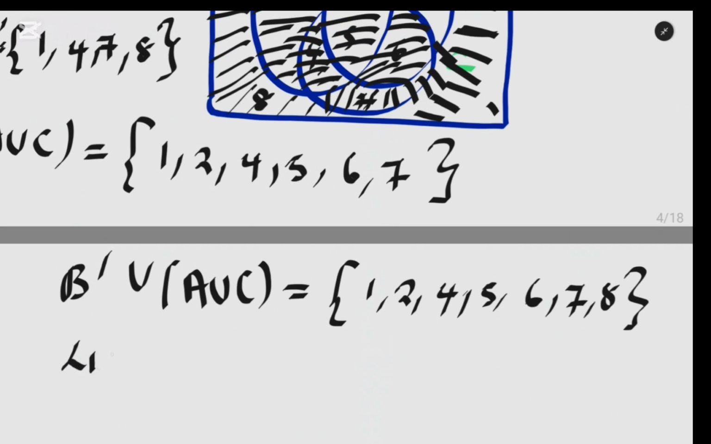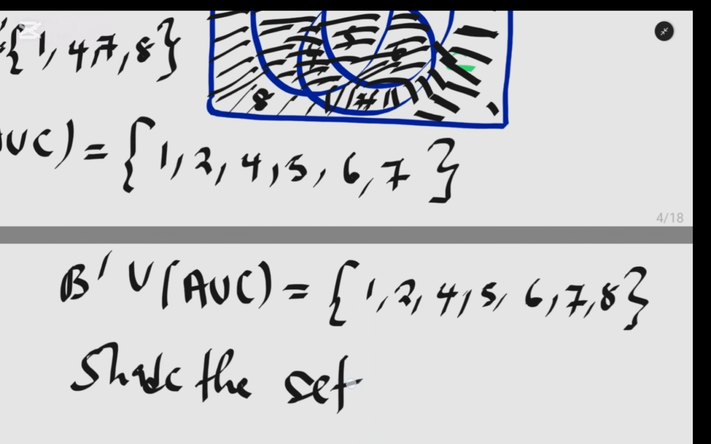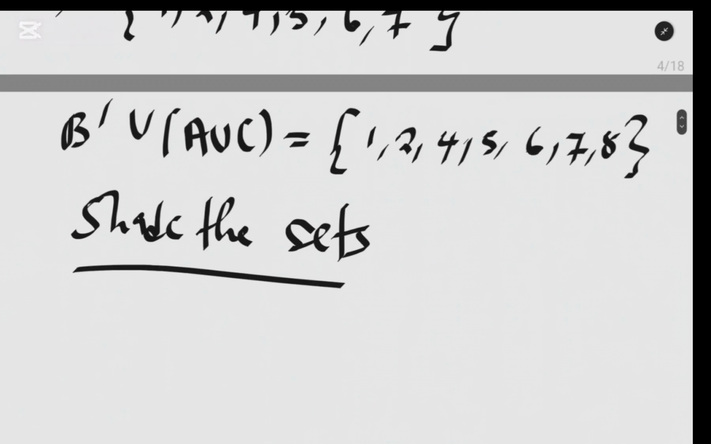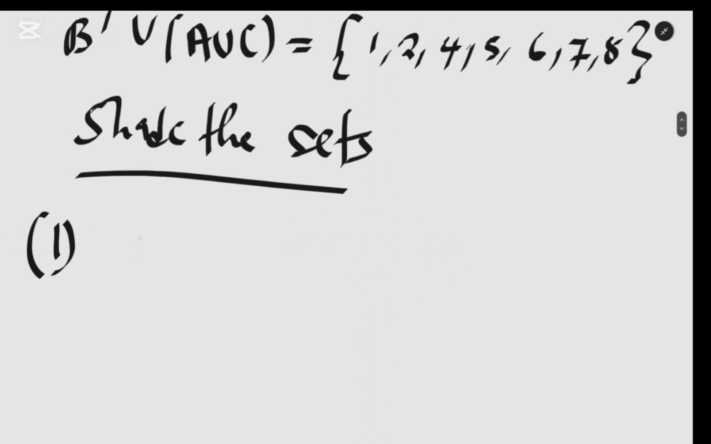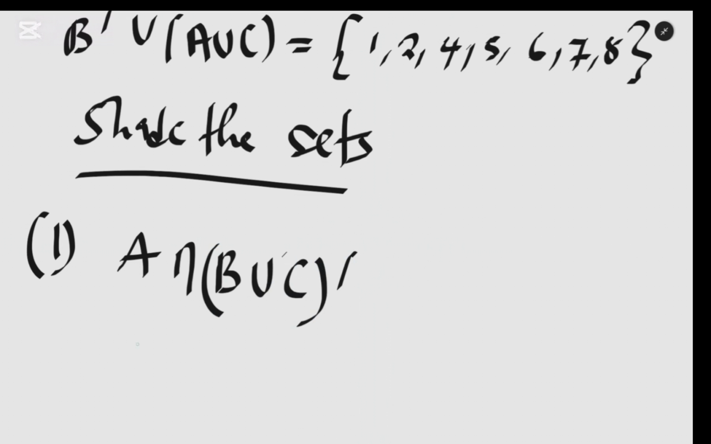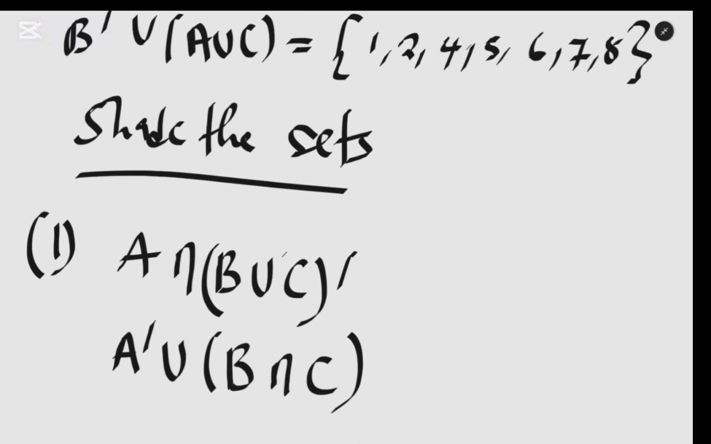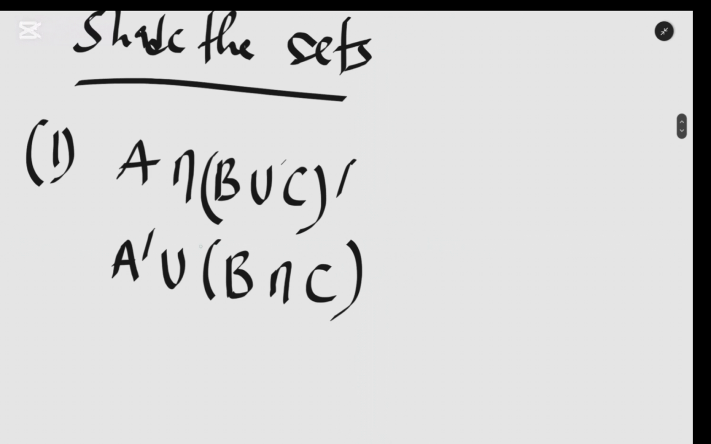So let us say you are going to shade the sets. So here are the sets that you are going to shade. Okay, A intersection B union C complement. Then A complement union B intersection C. Okay, let me say A union B intersection C complement, something like this. So these two sets, try them out and see if you understand.